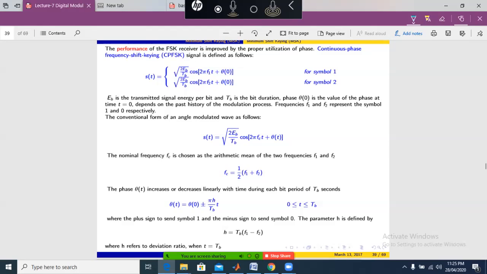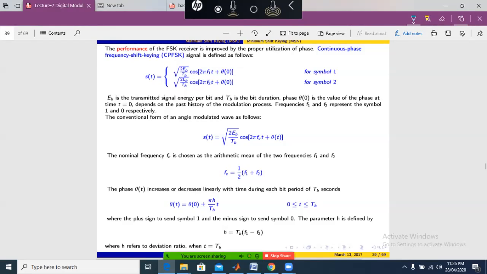So we take this value of h is equal to 1 by 2. If we take the value of h is equal to 1 by 2 and t is equal to TB, then the phase at TB time is plus minus pi by 2. So put the value of h is 1 by 2 and t is equal to TB, we'll get the value of theta TB: the initial phase value is at the start of the bit, and the value at TB is plus minus pi by 2.